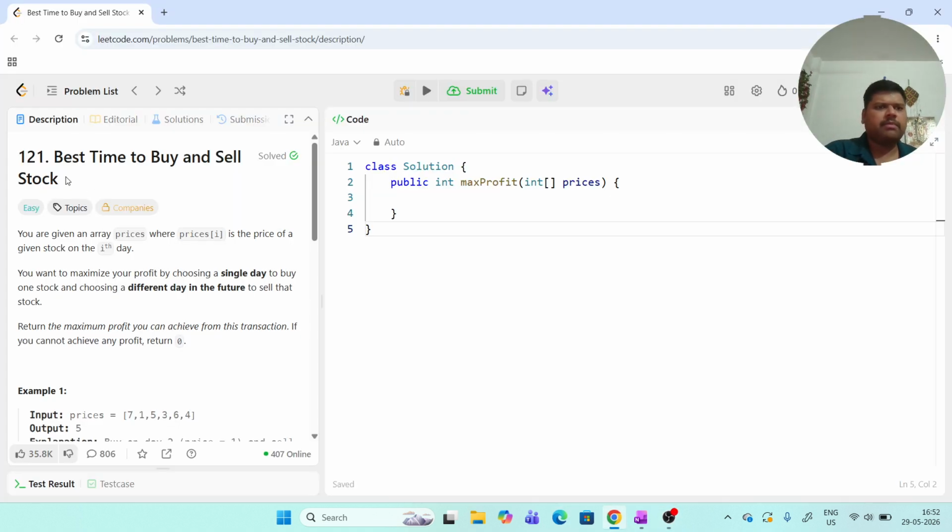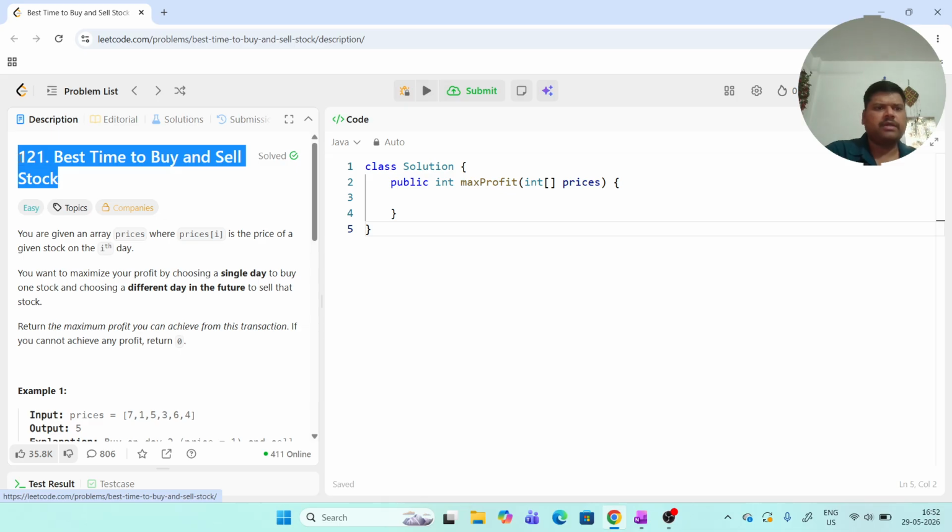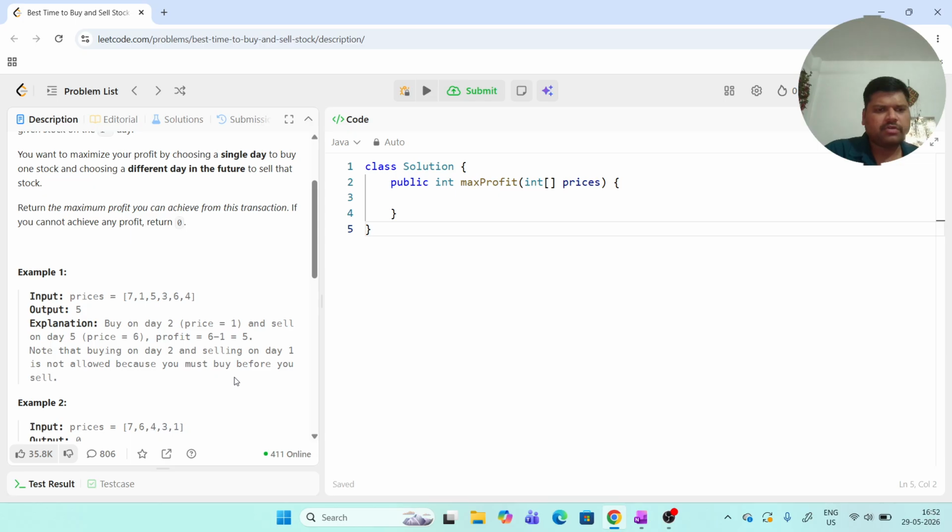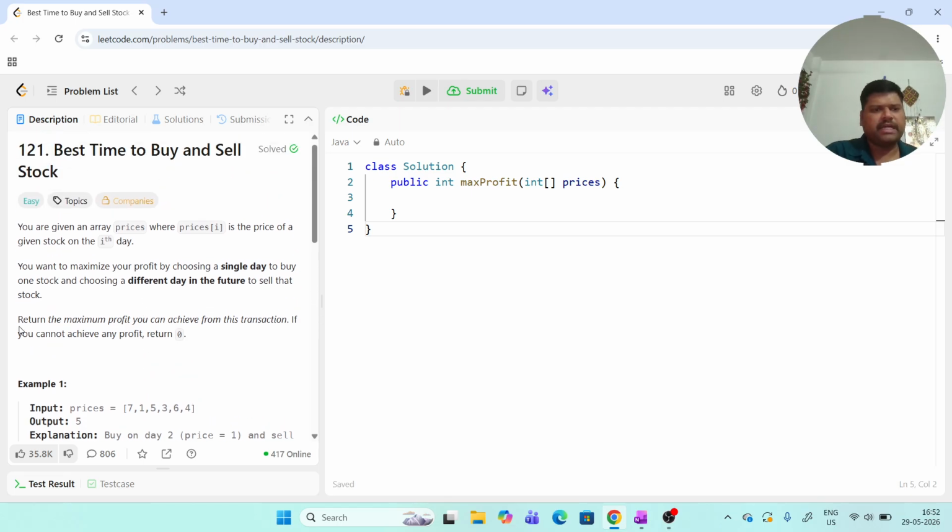Yeah, so today's problem is Best Time to Buy and Sell Stock, LeetCode number 121. Here, the stock price is given as an array over progressing days, like 7 is the first day's stock price, then 1 is the second day's stock price, and so on. We have to return the maximum profit we can achieve from one transaction.